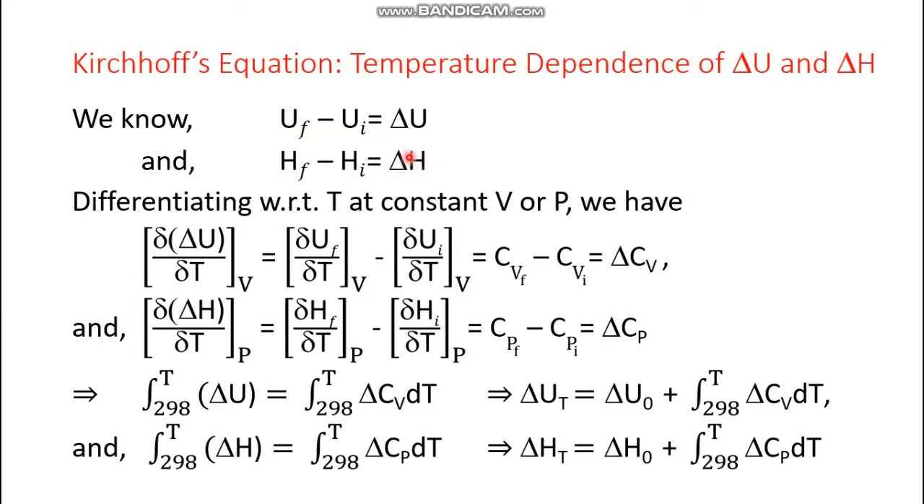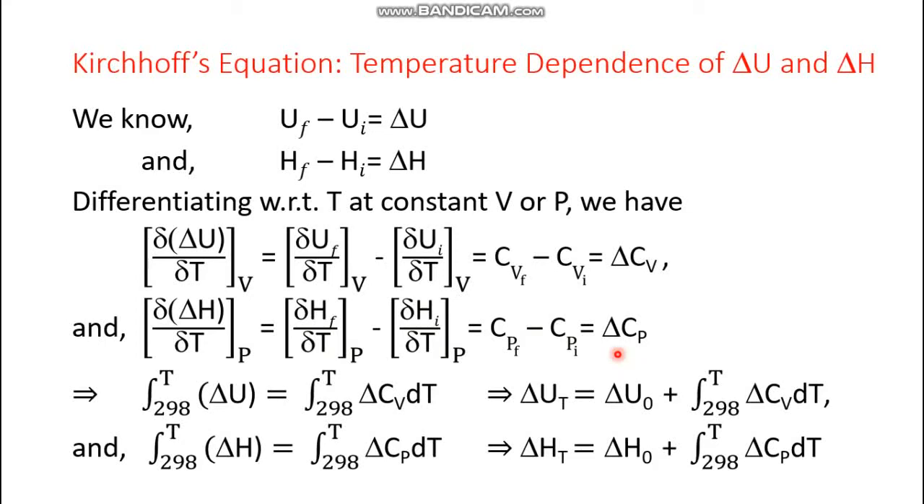If both sides are differentiated with respect to temperature at constant volume for the first case and at constant pressure for the second case, then the results are: the rate of change of U final with respect to temperature at constant volume minus the rate of change of U initial with respect to temperature at constant volume, resulting in Cv final minus Cv initial, that is delta Cv. Similarly, (del H final/del T) at constant P minus (del H initial/del T) at constant P equals Cp final minus Cp initial, resulting in delta Cp.